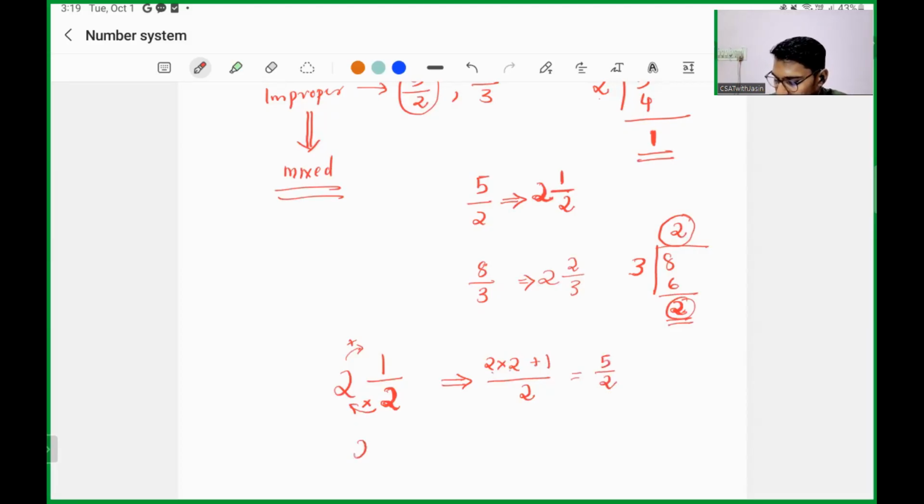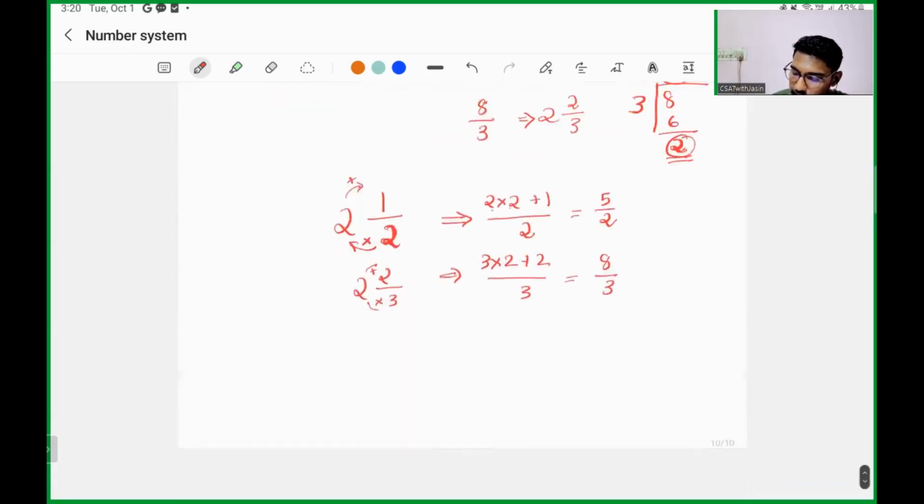Now, what about 2, 2 by 3? Again, you do it in a clockwise manner. First multiplication, then addition. So this will be 3 into 2 plus 2, divided by 3. So 3 into 2 is 6 plus 2 is 8. 8 by 3. So this is the way you need to convert improper fraction into mixed fraction and also mixed fraction into an improper fraction. This is important also, in some questions you need to do it this way.